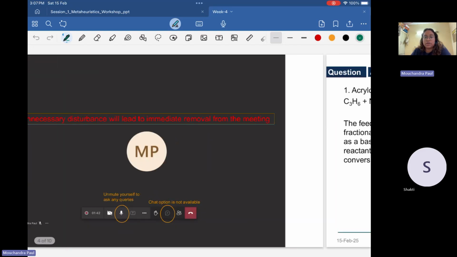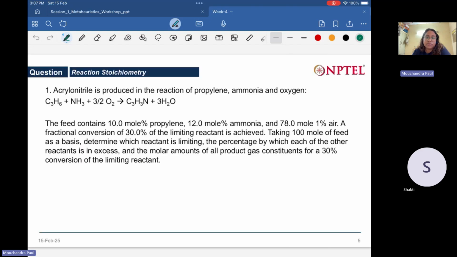So let's begin with some questions on material balance with reactions, and then I'll briefly discuss some questions on recycle as well. Right, so this is the first question. I'll give you a few minutes to have a read. All right, then we'll begin.